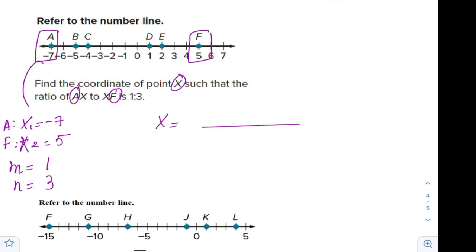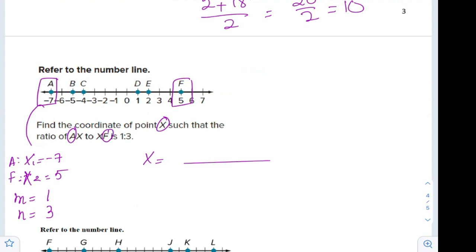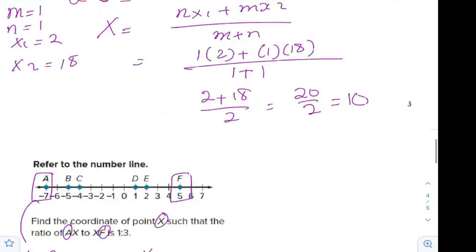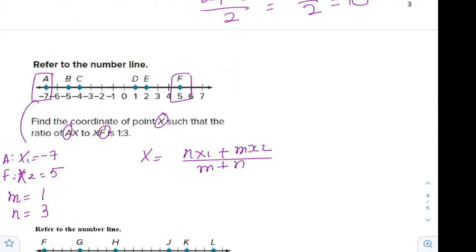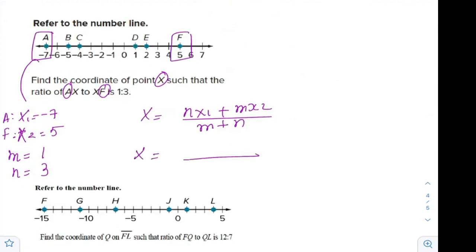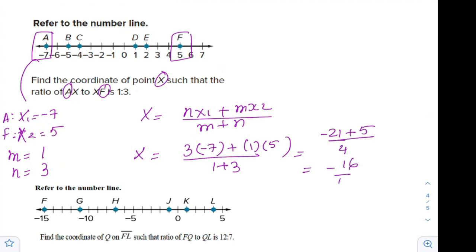Remember, this is the formula, nx1 plus mx2 over m plus n. You can write the formula every time if you feel that you are not familiar with it: nx1 plus mx2 over the sum. So it is negative 21 plus 5 over 4, which is negative 16 over 4, which is negative 4. So x will be at negative 4, meaning the same location as C.